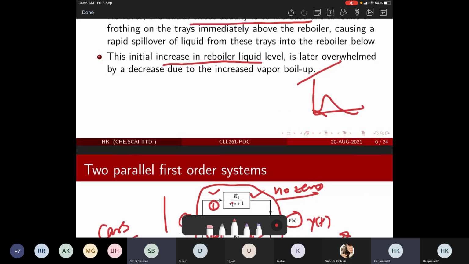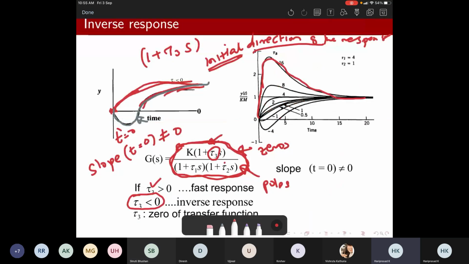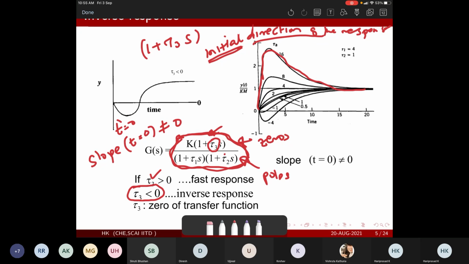It is not that it helps to understand. Zeros influence the direction of the response. If there is no zero in a system, you know how the system is going to work. If there is a zero, it may have an influence on the direction. Got it, no?